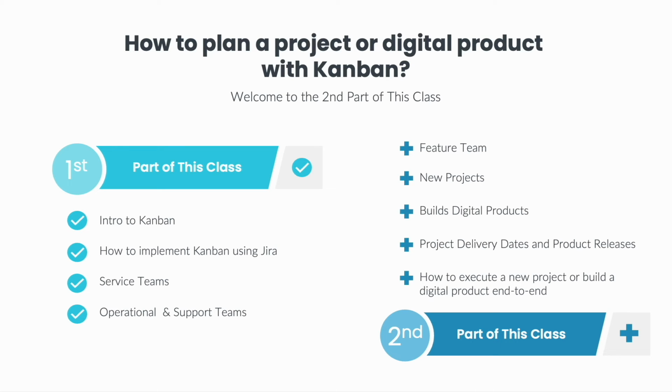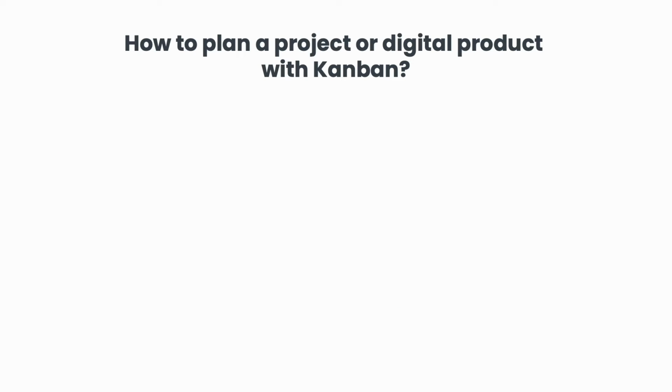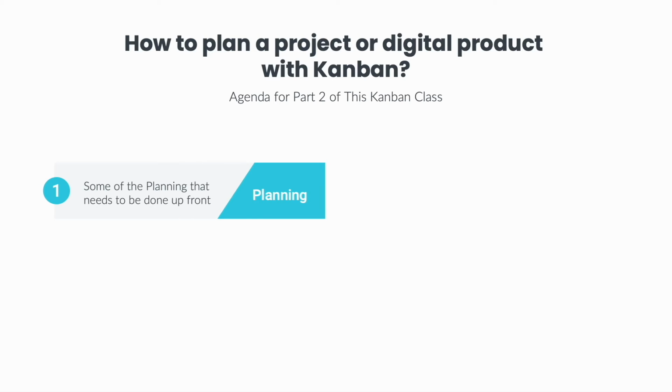In order to do this, we will need to introduce additional Agile practices and approaches from different methodologies to allow us to plan, execute, and track development when working on a project or building a digital product using Kanban. Here are some of the things we will cover in the second part of this class. We will talk about some of the planning that needs to be done up front.